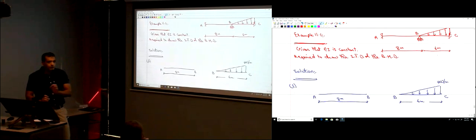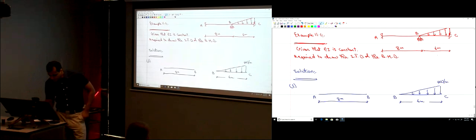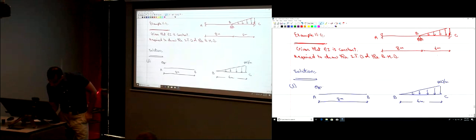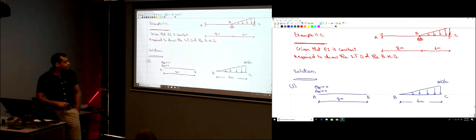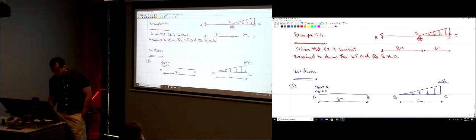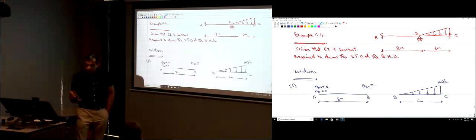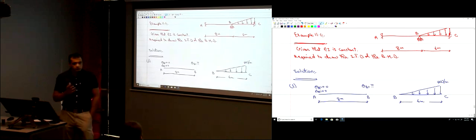Just go point by point in each member. Point A. Theta and delta. How much is theta at point A? How much is delta at point A? Both are 0. So theta A is 0. Delta A is 0. What about point B? How much is theta B? Unknown. I don't know how much is theta B. It has a value, but I don't know how much that is. How about delta B? 0.